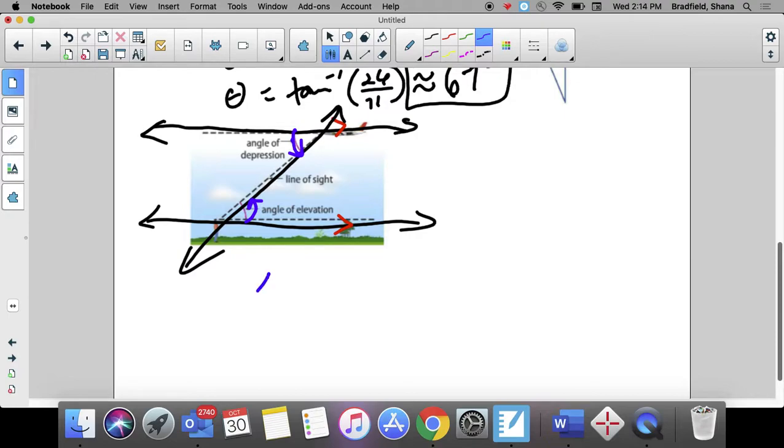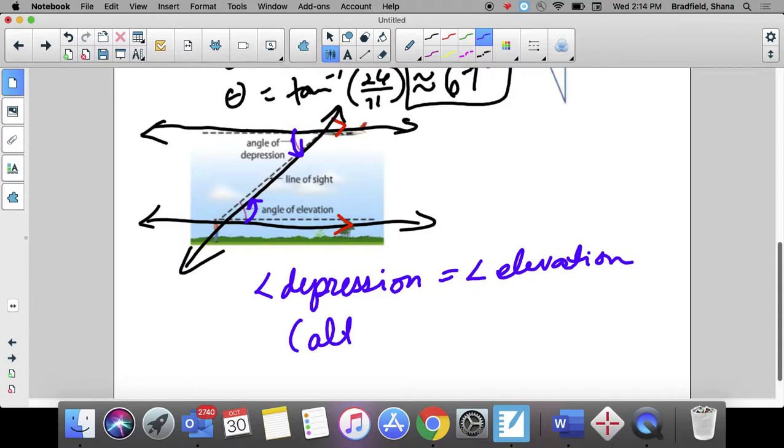And the angle of depression, again, I cannot spell, is equal to the angle of elevation because they are alternate interior angles. The alternate interior angle theorem says that if two parallel lines are cut by a transversal, then alternate interior angles are congruent. So if we find the angle of elevation, we've got the angle of depression and vice versa.